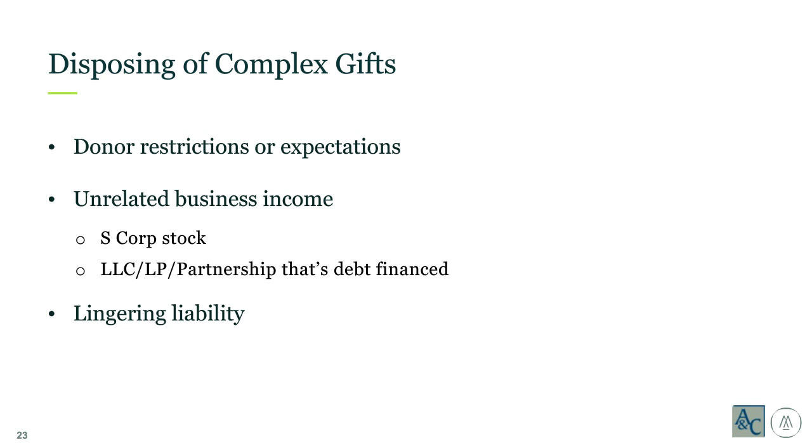That's not generally a good thing if you care about continuing donor relations. You could have unrelated business income if you're disposing of S corporation stock or an LLC or a partnership interest that has debt financed elements to it. So just because the K-1 doesn't say there is unrelated business income doesn't mean there isn't, because that gain on sale isn't reported on the flow through.